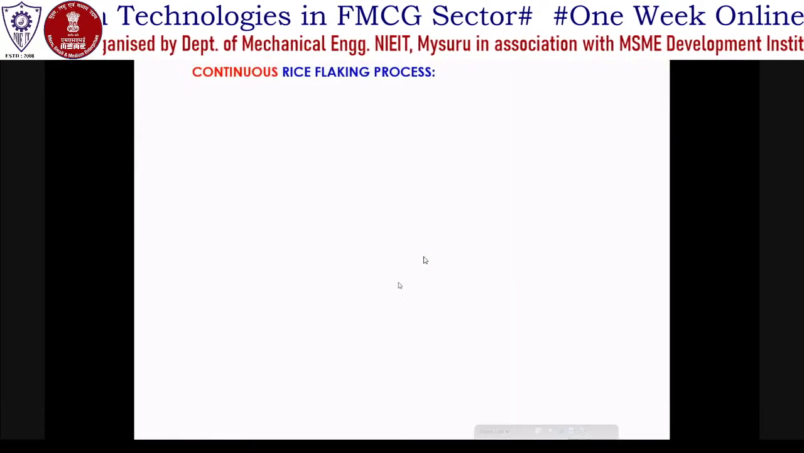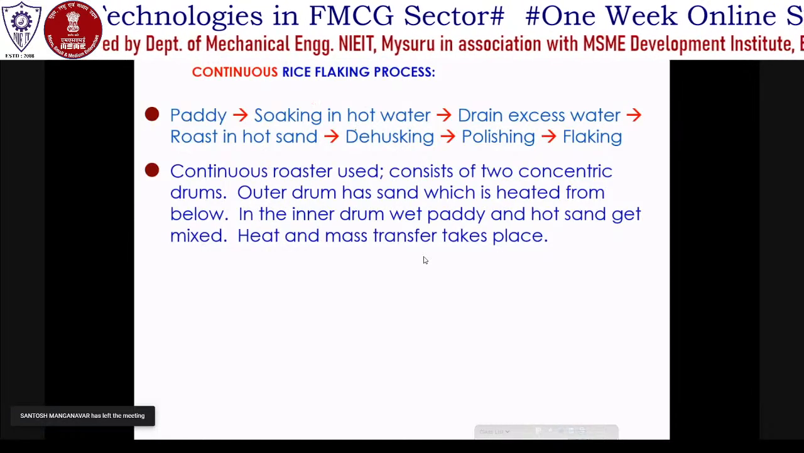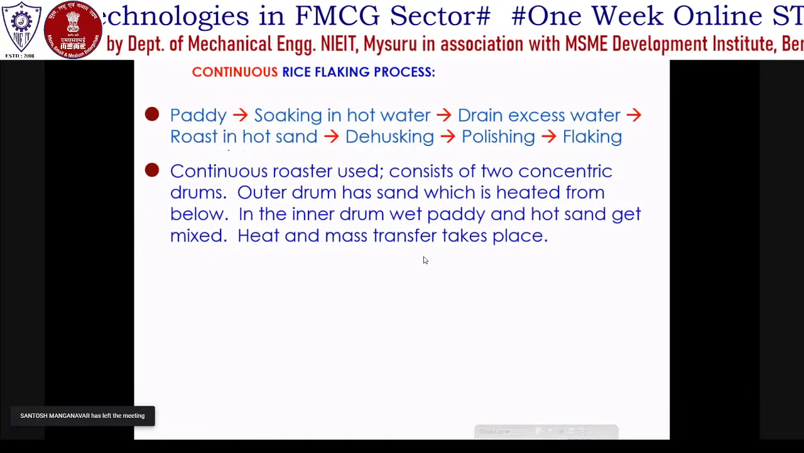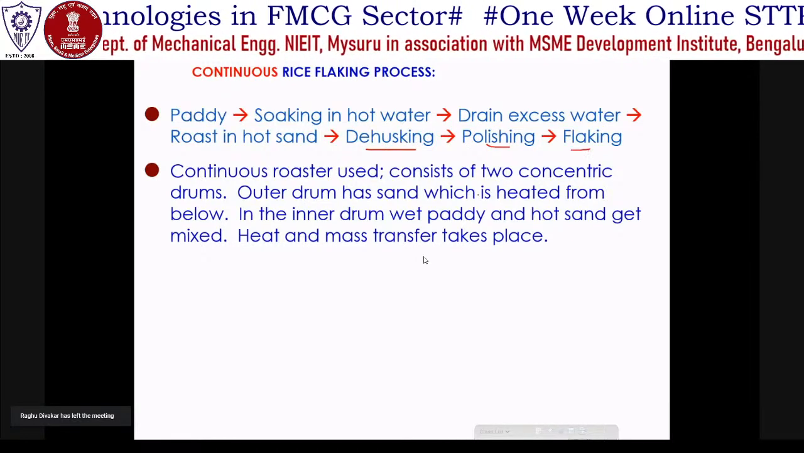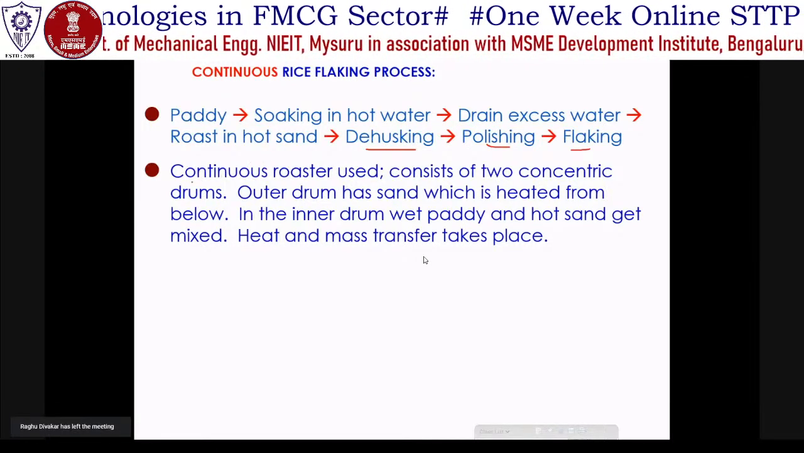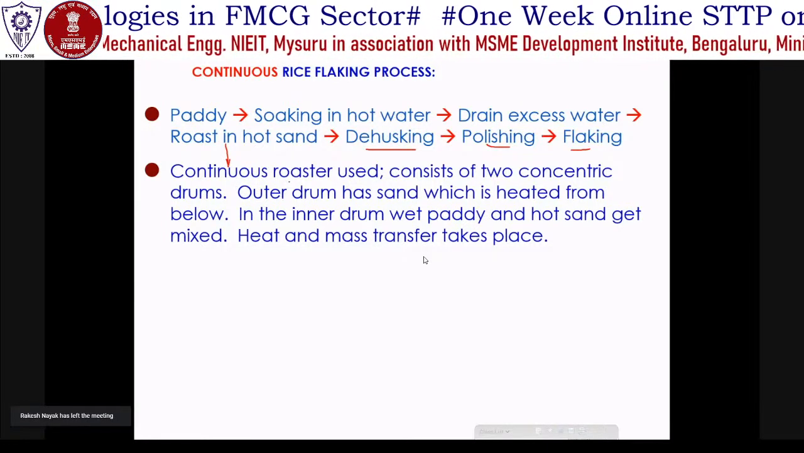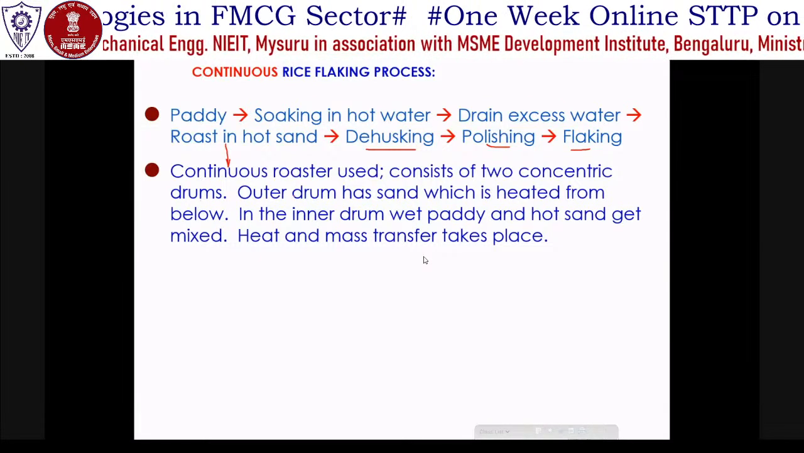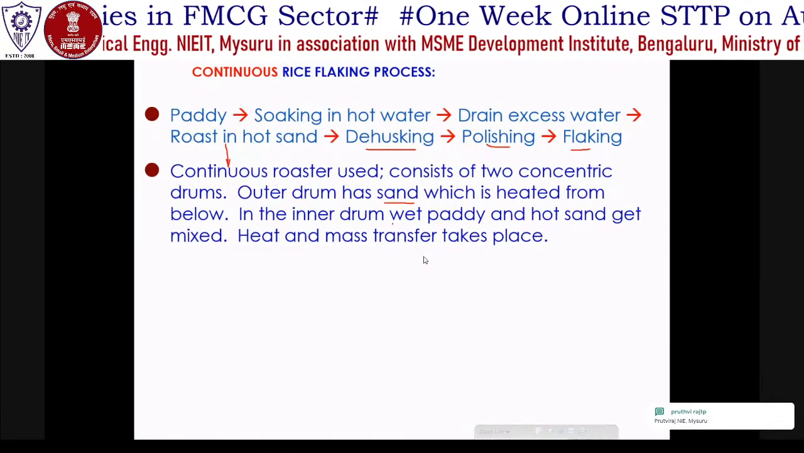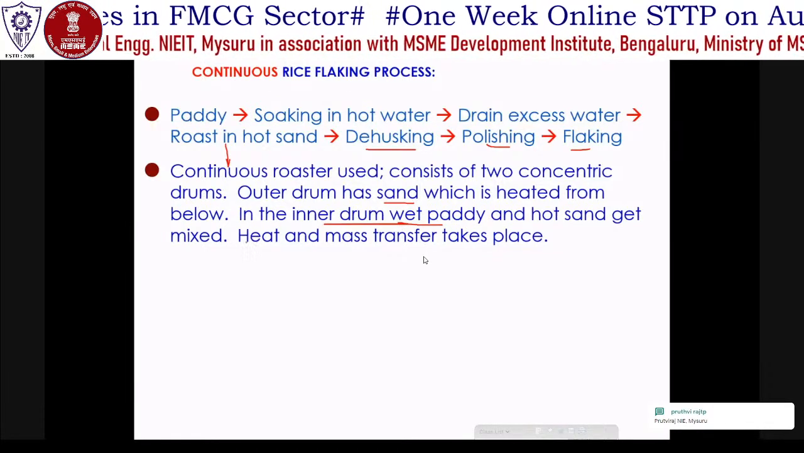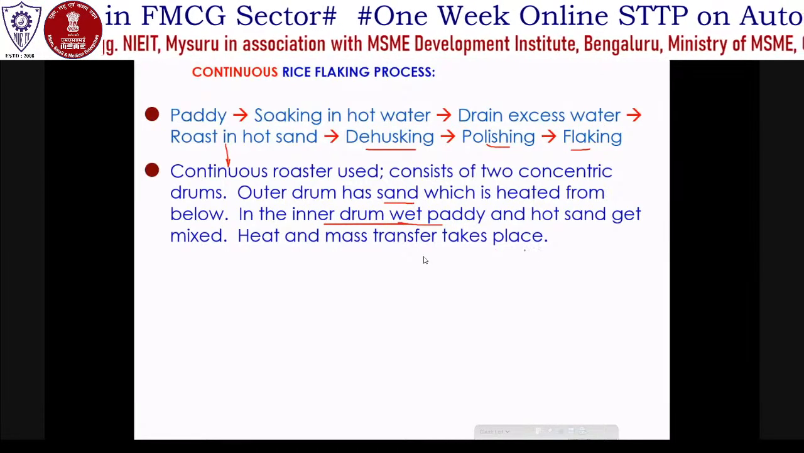Now, if you take this continuous rice flaking process, so this is the process I told you about. I soak it in hot water, drain excess water, roast in sand, dehusk it, means remove the husk, polish it, and flake it. So the continuous roaster is used for the roasting process. So here it consists of two concentric drums. Outer drum has sand, which is heated from below. Inner drum has wet paddy. And therefore, sand and wet paddy get mixed. So heat and mass transfer takes place.